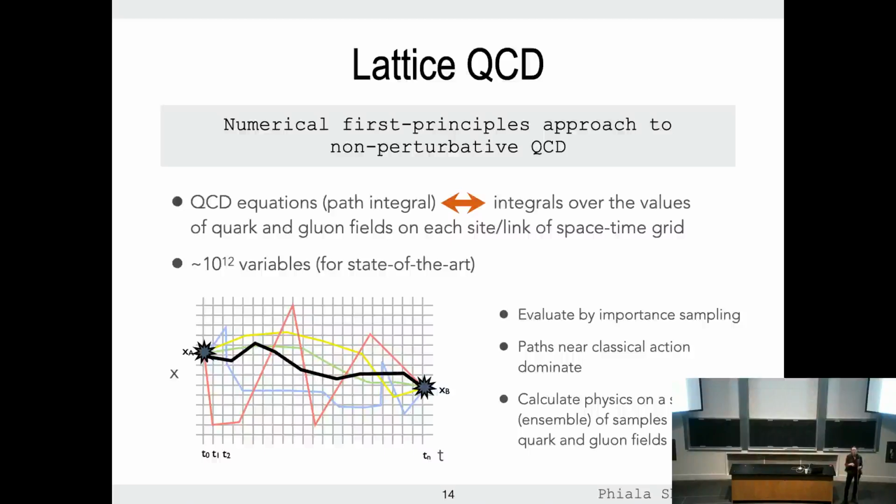It just won't work. So you do something called importance sampling, and the underlying idea is that you sample the more important contributions correspondingly more, and the less important contributions correspondingly less. And why should there be more and less important contributions? You can sort of get a feeling for it just from quantum mechanics. You know that paths near the classical path are dominant and others are less important, and you get the same sort of thing happening in the quantum field theory.